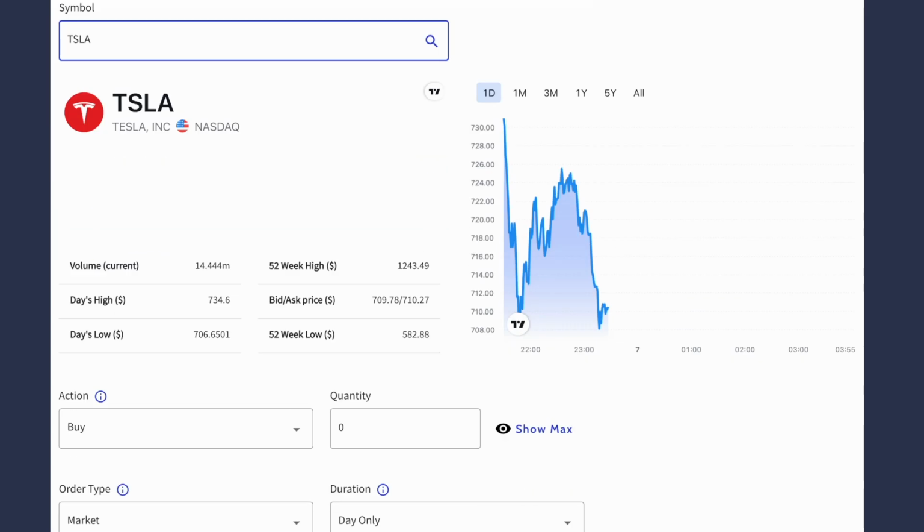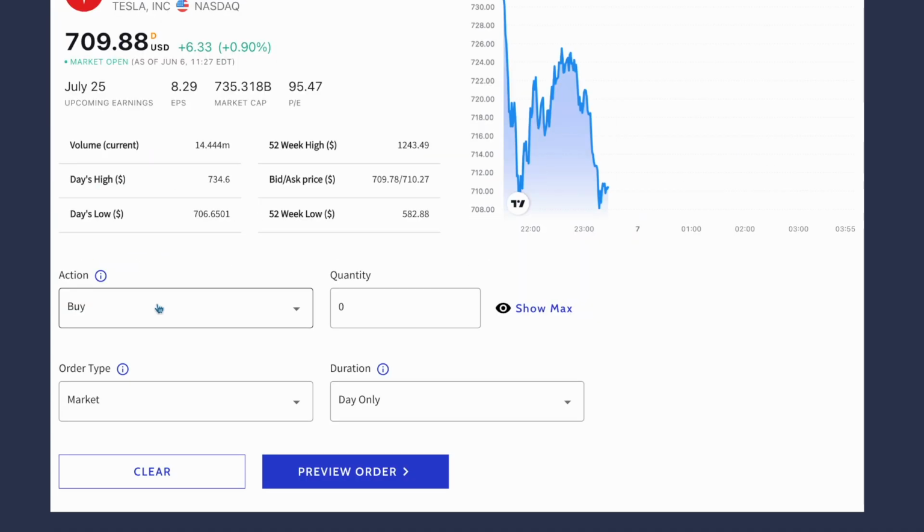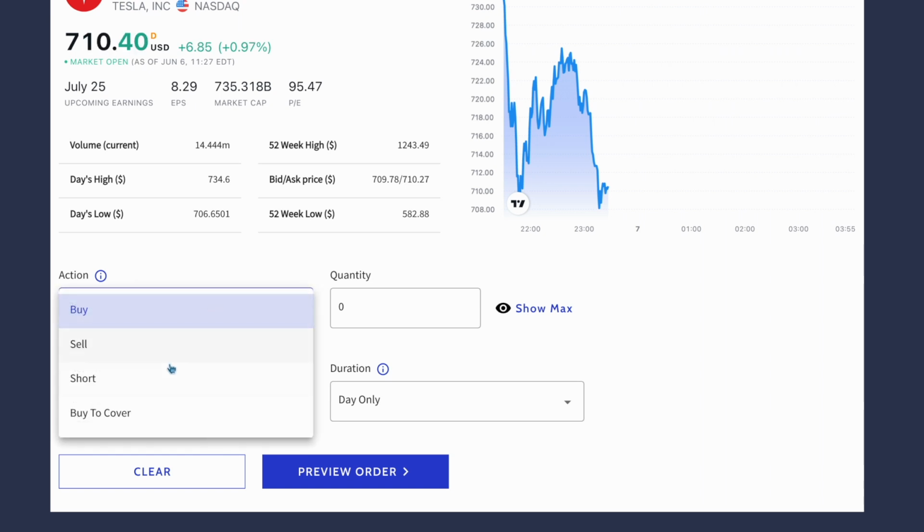Here is the chart mentioned. Next, we have action, and it gives you the options buy, sell, short, and buy to cover. Buy to cover here is the shorting equivalent of selling stocks, since you sold them earlier and are buying them back at a different price. For specifics, go back and see the definition for short selling.